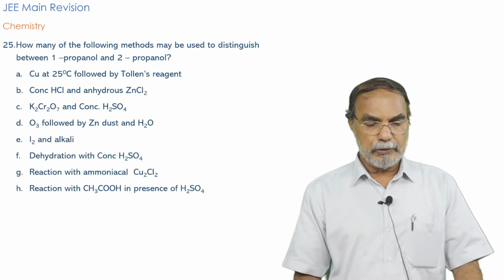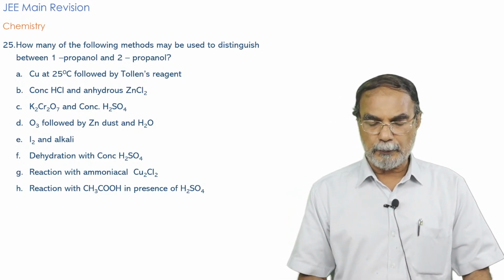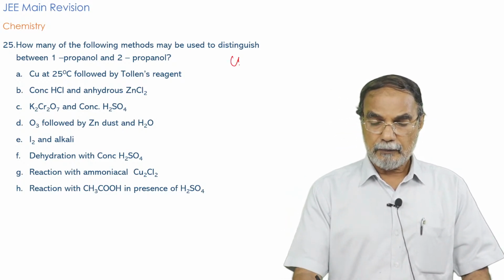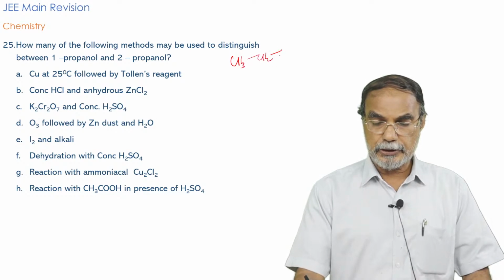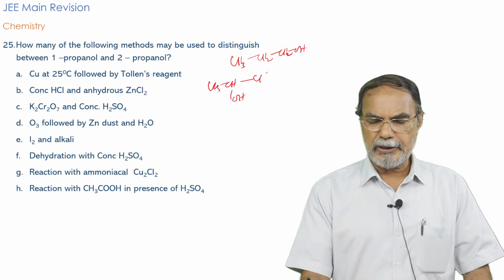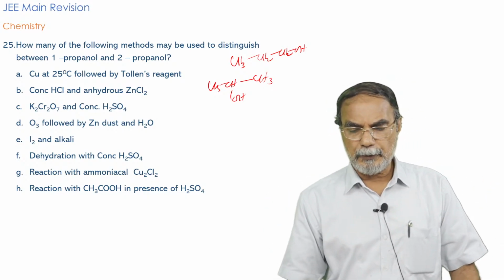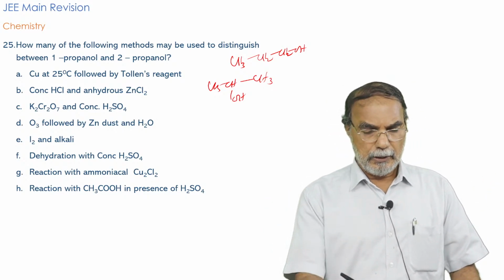And now is a question where you are asked to distinguish between 1-propanol and 2-propanol. Both are alcohols. One is CH3CH2CH2OH and the other is CH3CHOHCH3. So, routine question, not at all complicated, very straightforward. 1-propanol and 2-propanol. So what all among these?